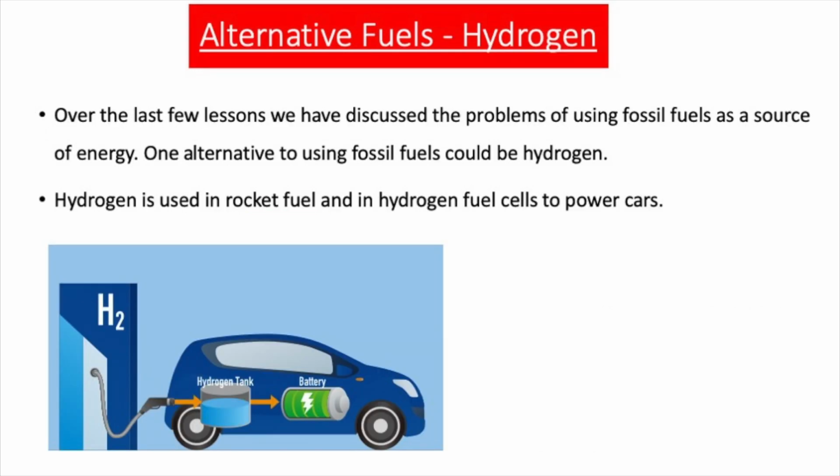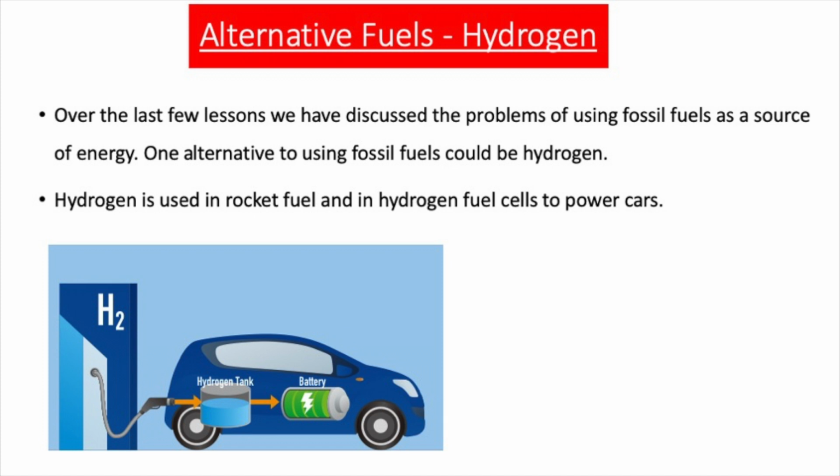Now, in our previous videos, we've discussed the environmental impact of burning hydrocarbons, alcohols, and fossil fuels. All of these produce carbon dioxide when you burn them, and carbon dioxide is a greenhouse gas which causes the earth to warm up. It causes global warming. Our previous videos have also discussed the fact that fossil fuels are non-renewable. They're a finite resource. Once fossil fuels have run out, they cannot be replaced. Fossil fuels take millions of years to form.